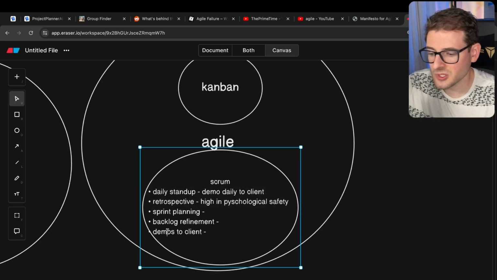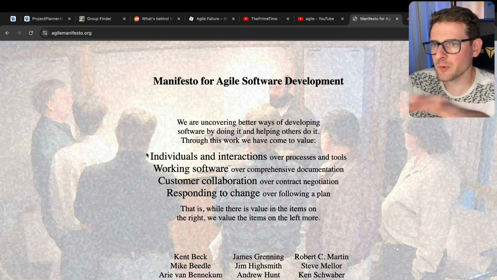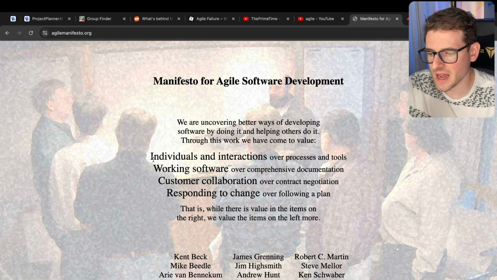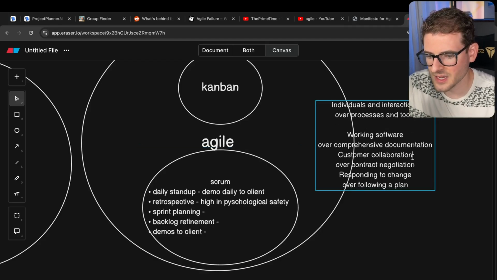Now, demos to the client. This one I think is very important. This also points to customer collaboration over contract negotiation. And again, I keep referring back to this webpage, right? This is the Agile Manifesto, which only has 4 sentences. Literally, this is all Agile is. If you take those 4 sentences, that is what you're supposed to follow if you're doing Agile development.